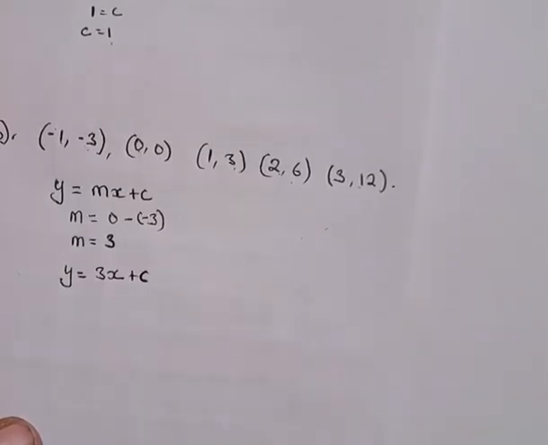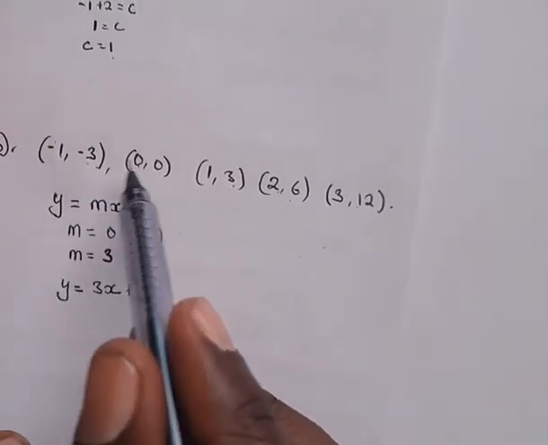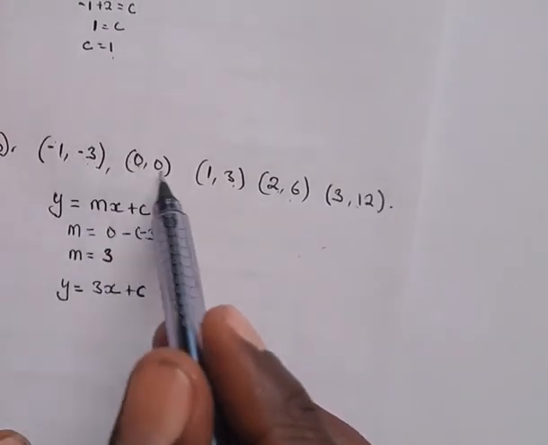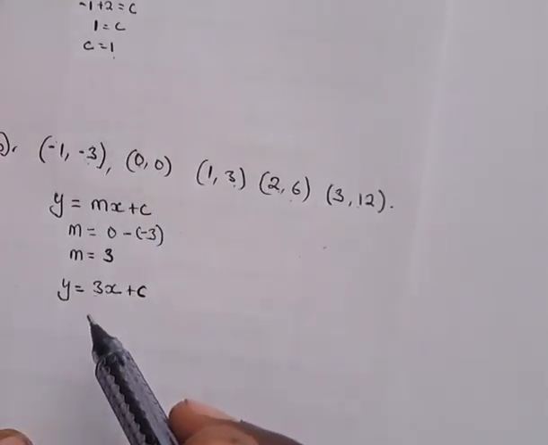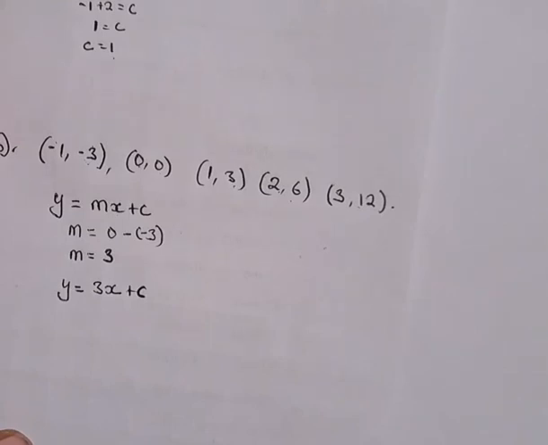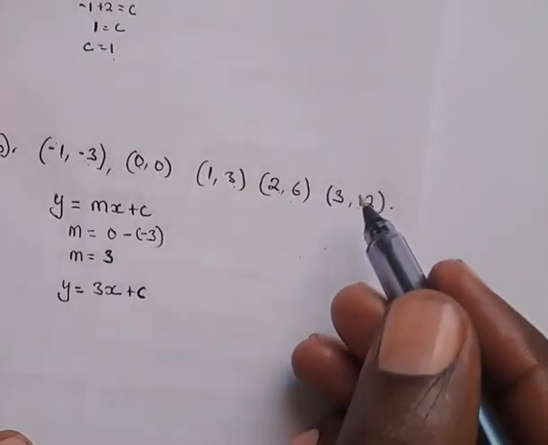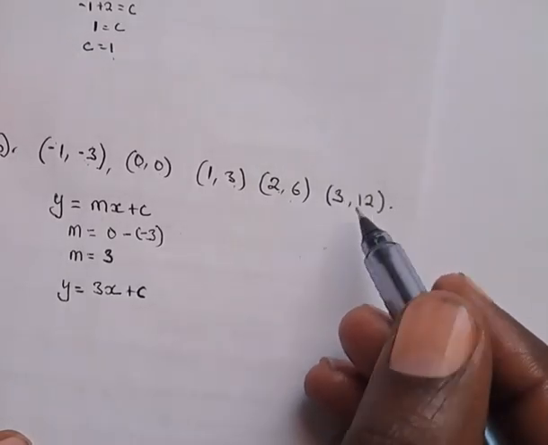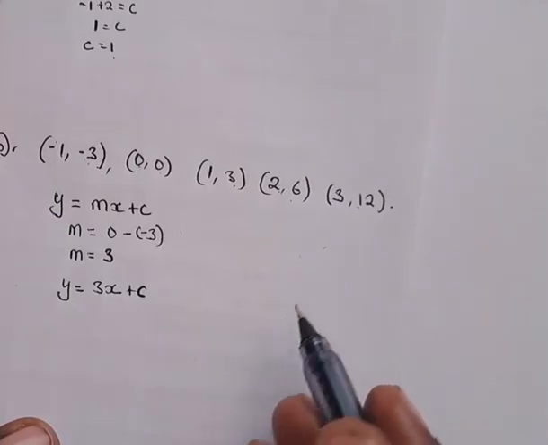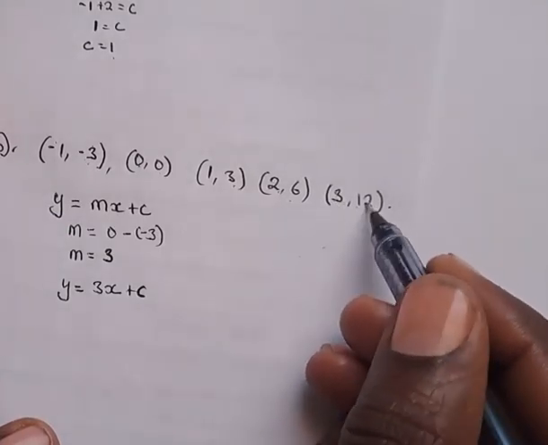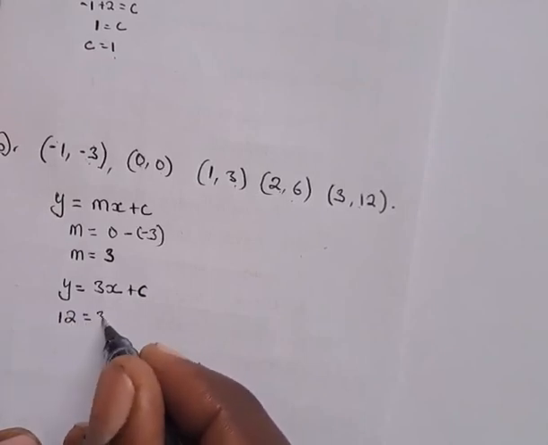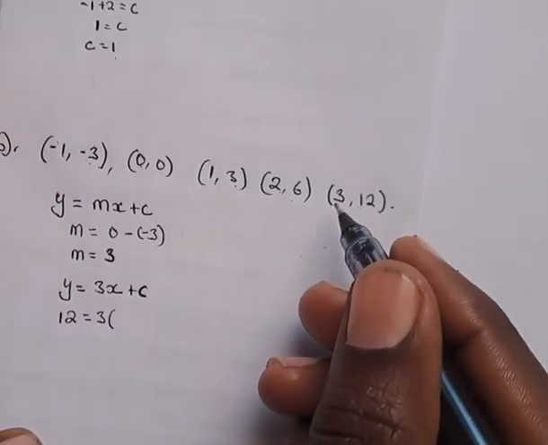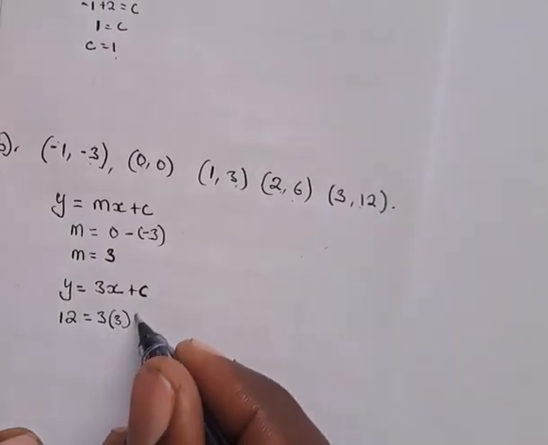How do we do that? Well, we can pick any of the points, any of the coordinates, any of the pairs that we want to use, so that where there's y, we put y, and where there's x, we put x. So let us pick this one, the most complicated one, right? 3 and 12. Here, this is x and this is y. So where there's y, we put 12 is equal to 3, where there is x, we put 3, plus c.